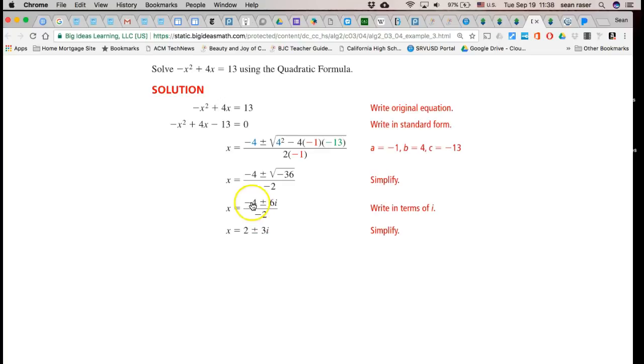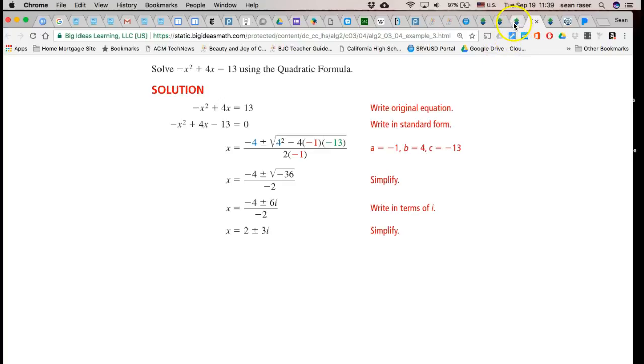Now, we can simplify this further. You'll notice all of our terms here are divisible by 2: negative 4, 6, and negative 2. So we can divide both terms by negative 2 and simplify it to 2 plus or minus 3i. So this is an example of a quadratic that has an imaginary solution.